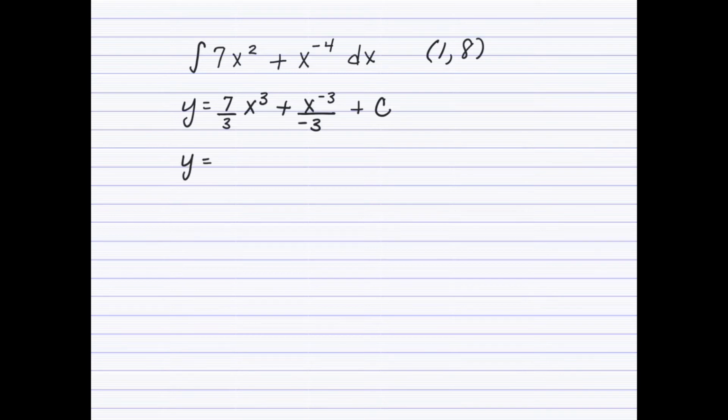Just going to clean that up a little bit to make it a little more understandable. Bring the negative out in front and get rid of that negative exponent. Now we're going to put our point in, y equals 8 when x equals 1, to solve for our plus c.